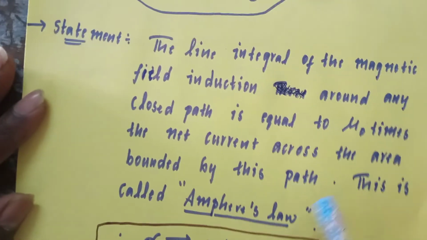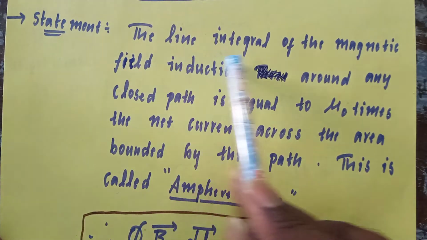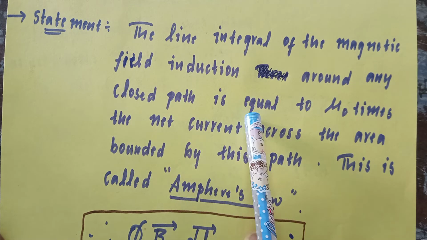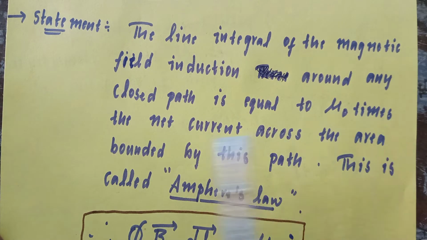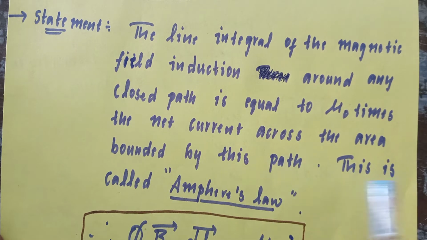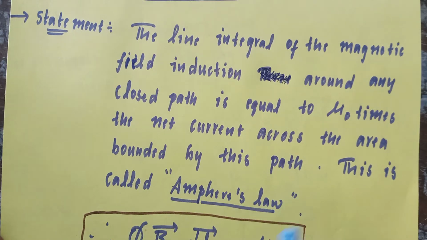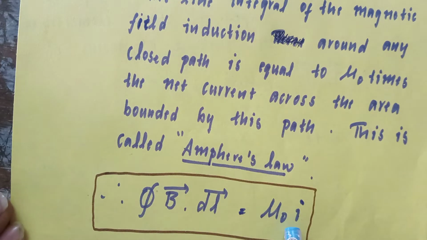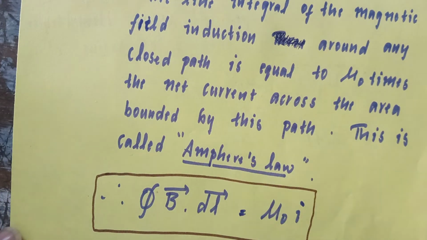Now the statement. The line integral of the magnetic field induction around any closed path is equal to mu naught times the net current across the area bounded by this path. This is called Ampere's law. Now this is the mathematical part. With the help of the mathematical part, I can explain this definition.